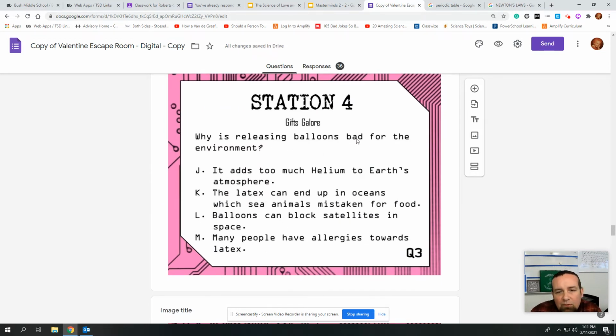Why is releasing balloons bad for the environment? And on this one, I would hope that we know that the latex can end up in oceans, which animals can mistake for food.